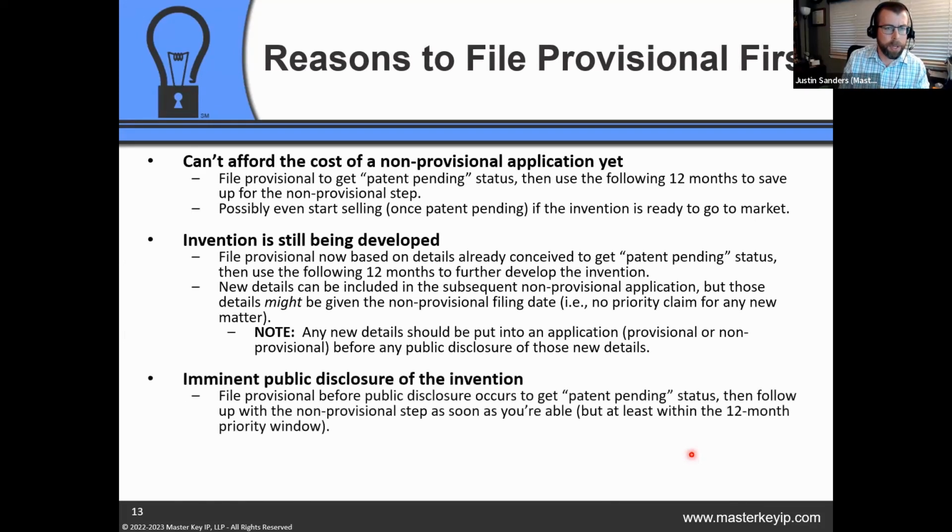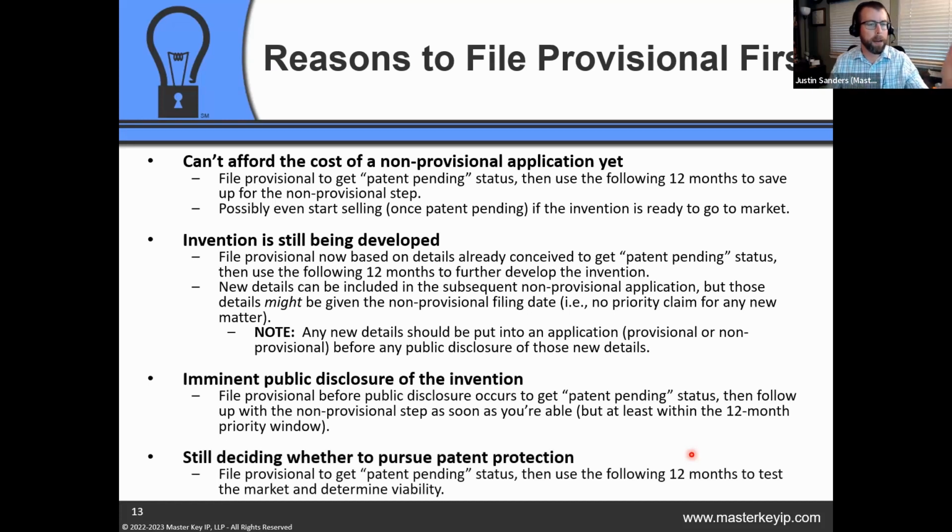So just in the interest of time, and again, you'll have these slides after the presentation, if you're thinking, should I start with a provisional or should I jump right into a non-provisional? These are the common reasons why you might consider starting with a provisional. Again, if you can't afford the full non-provisional, because the provisional you might be able to do yourself. A non-provisional application is just something you don't want to tackle yourself.